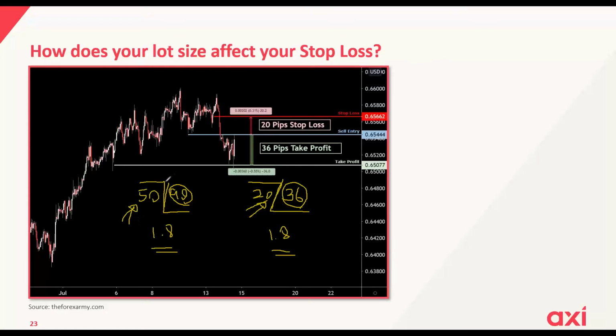How much you risk on a trade is very, very important. I can even have a 2 pip stop loss and a 3.6 pip take profit. This will earn me the same amount of money too. It'll be 1.82. What really matters is the risk to reward.